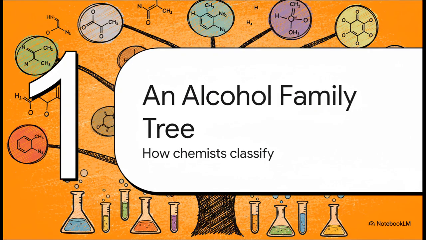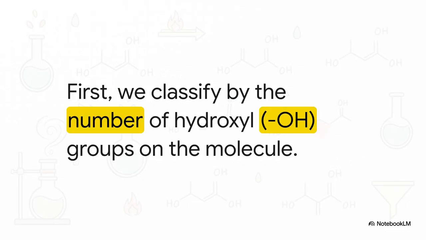Okay, so if they all share this one key feature, how do chemists even begin to tell them apart? Well, they've come up with a system, kind of like a chemical family tree, for classifying every single alcohol into these neat, predictable categories. Let's break it down. So, the first branch on our family tree is actually the easiest one. We start by just doing a simple count. How many of those hydroxyl, or OH groups, can we find on the molecule?